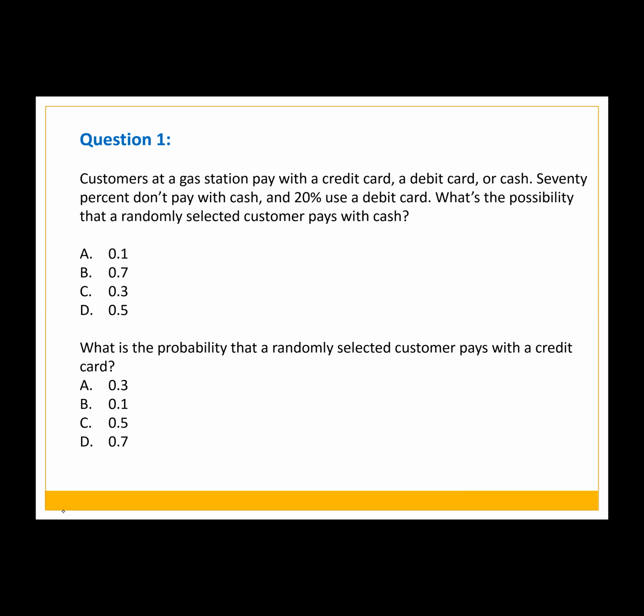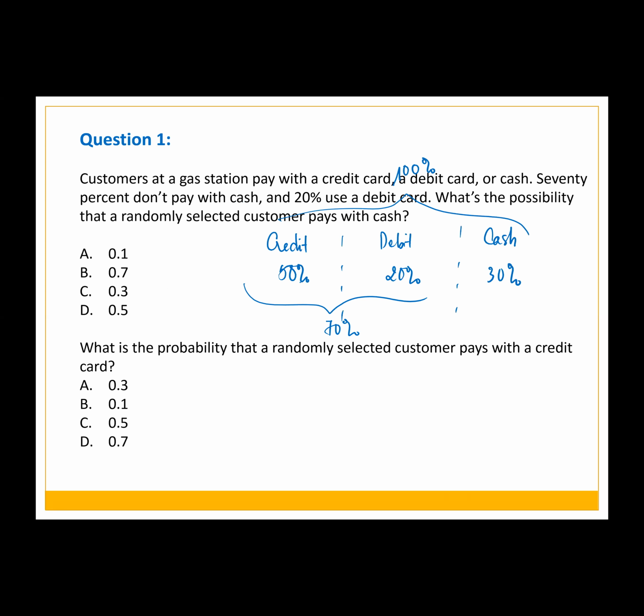So you have three different outcomes: credit card, debit card, and cash. You have 70% don't pay with cash. We only have three possible outcomes, so the sum of these two is 70%. And 20% use a debit card. Now the total of these is 100%. Therefore, we have 30% using cash and 50% using credit card.